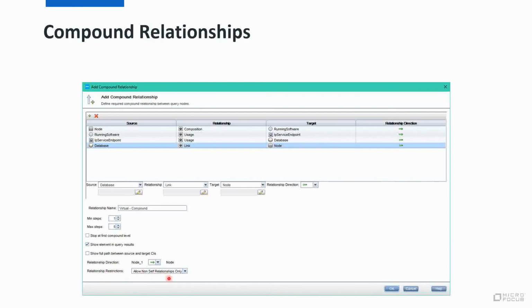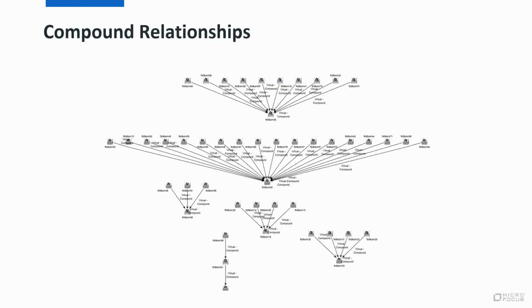And this is important because, for example, node running software is a database is a child of running software. So if I have a node connected to a database, connected to an IP service endpoint, it logically has that IP service endpoint connected to a database, connected to a node. But I wouldn't want that node pointing at itself, right? So this is non-self relationships only. And then you can click OK.